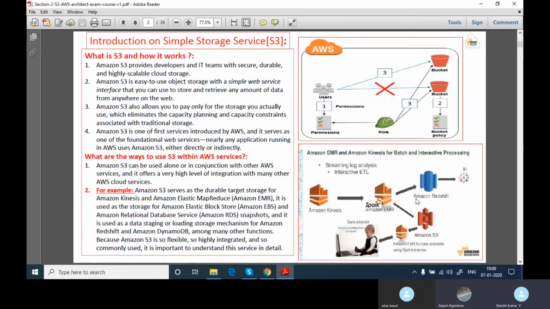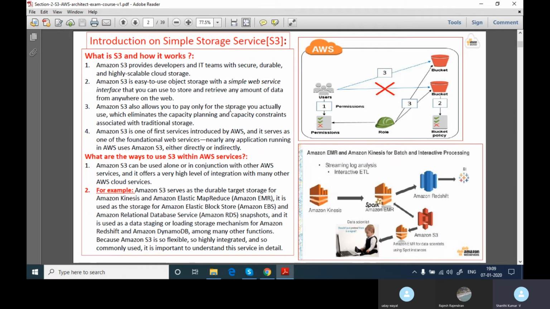First of all, what is S3? S3 stands for Simple Storage Service. So Amazon S3 provides developers and IT teams with secure, durable, highly scalable cloud storage. What is the storage? Basically, in traditional manner, it is a kind of file storage. So S3 is easy to use object storage with a simple web service interface that you can use to store and retrieve any amount of data from anywhere on the web. So basically we are using the web browser. Using the web browser, we are going to store the objects. So how S3 allows it, we'll see.